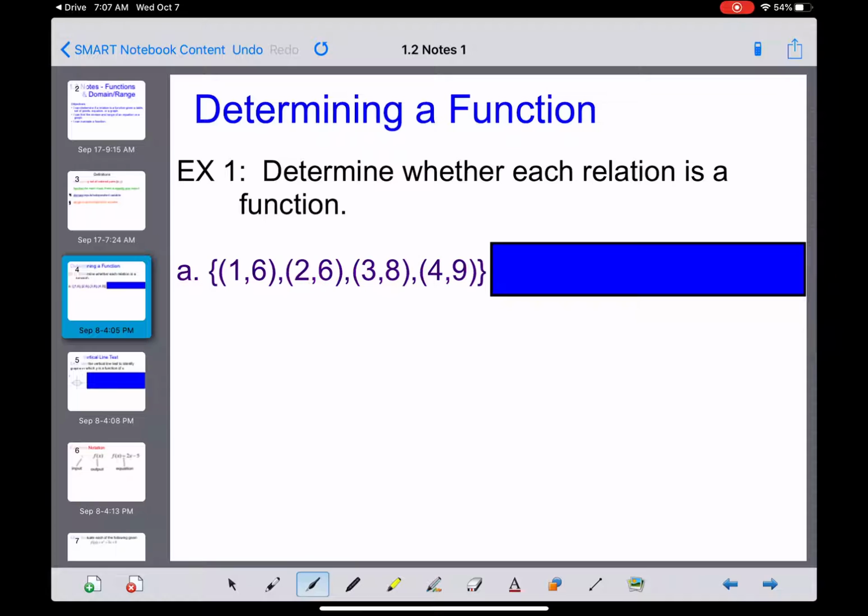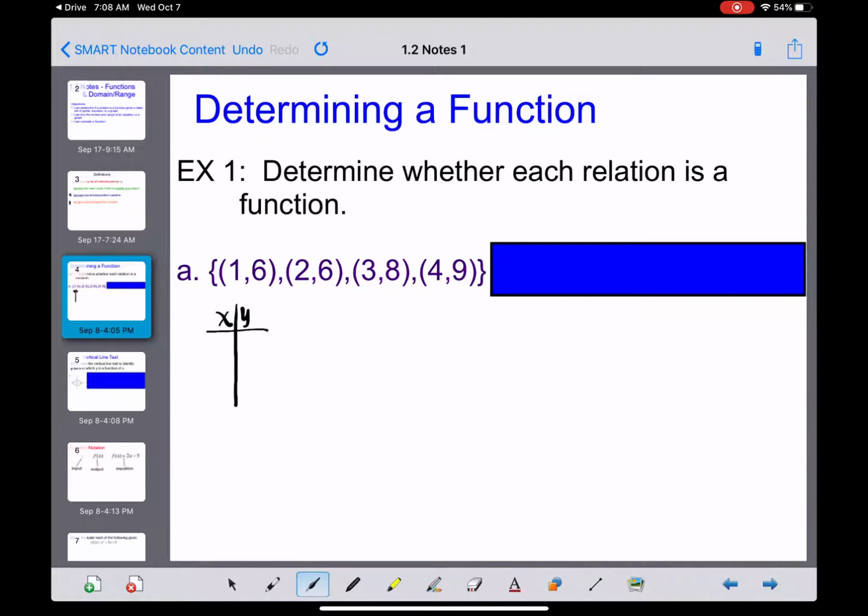So we're going to start off with just determining a function. This was our first objective. We need to be able to determine if a relation, so here for part A I have a set of points, is a function. I didn't even give you a table here. We could take this and put it into a table. So if you prefer to do this from a table, you could definitely do that.